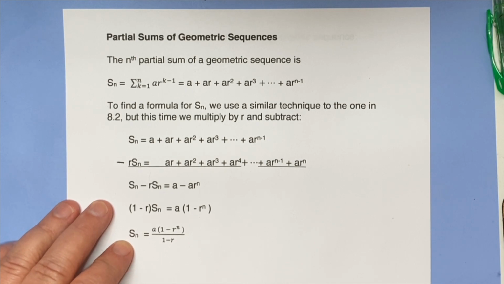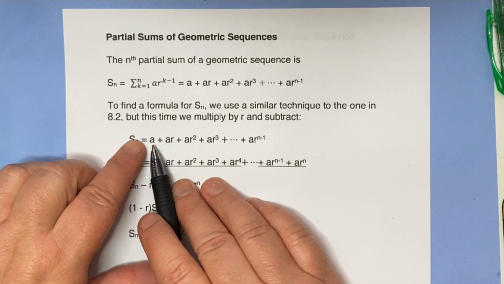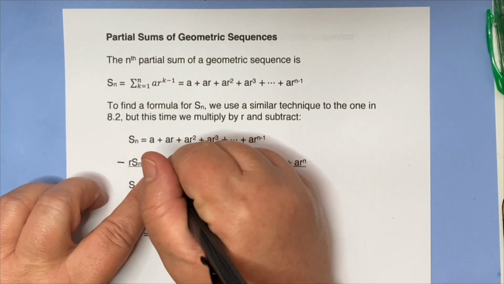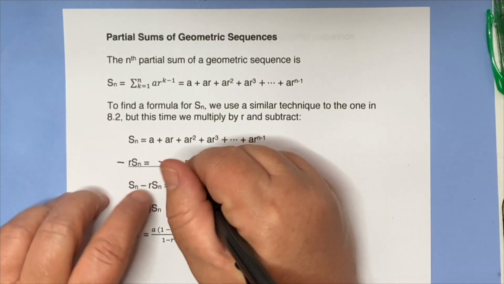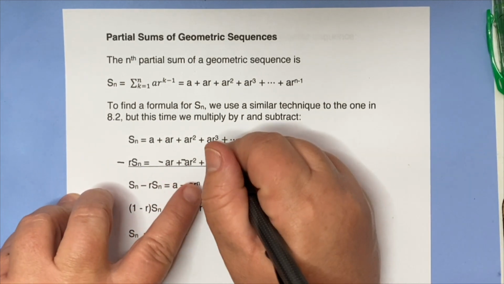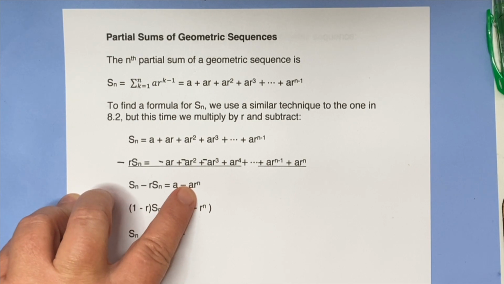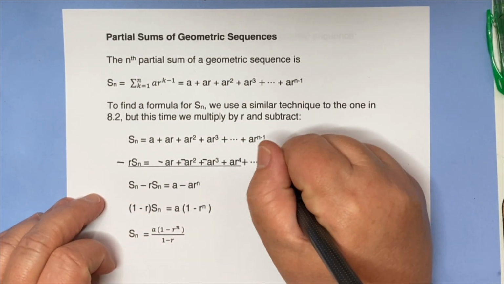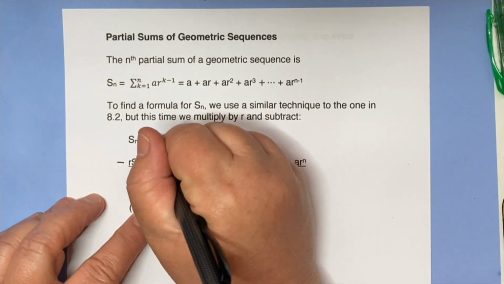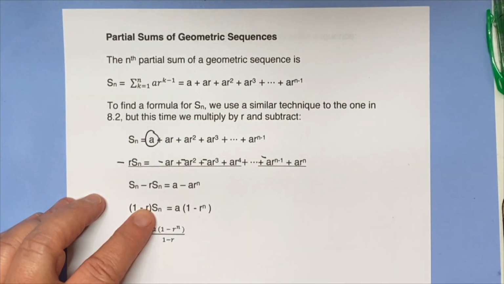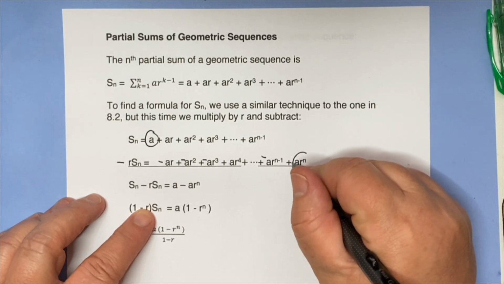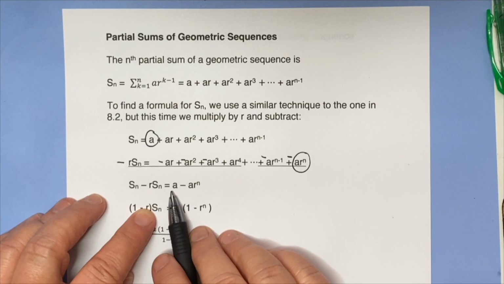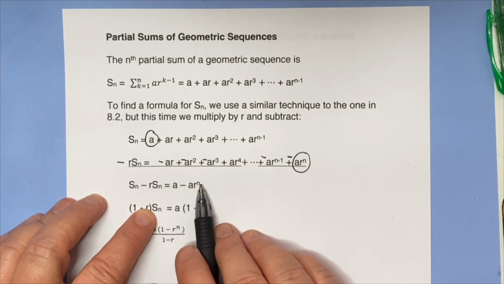In which case, this comes down, we get a, and then it's ar minus ar squared, plus the opposite of ar squared, ar cubed, plus the opposite of ar cubed. So all of these cancel out, including this one. And all we have left are the a that begins things over there and the ar to the n over here, which is subtracted. So we get a minus ar to the n.